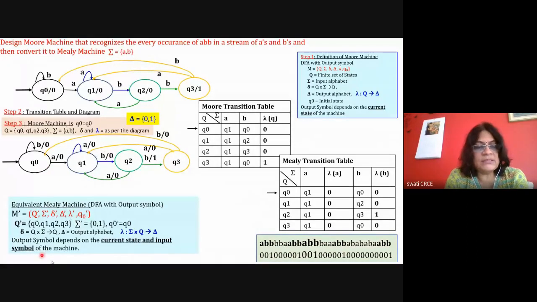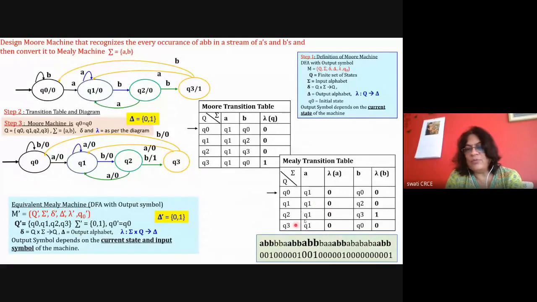Now write down the final answer for the Mealy machine. That Mealy machine is the DFA with output symbol, and Q dash is equal to Q0, Q1, Q2, Q3. Sigma dash is the same, Q0 dash is the same. Delta dash and lambda dash as per the diagram of Mealy machine, and delta is equal to 0, 1.